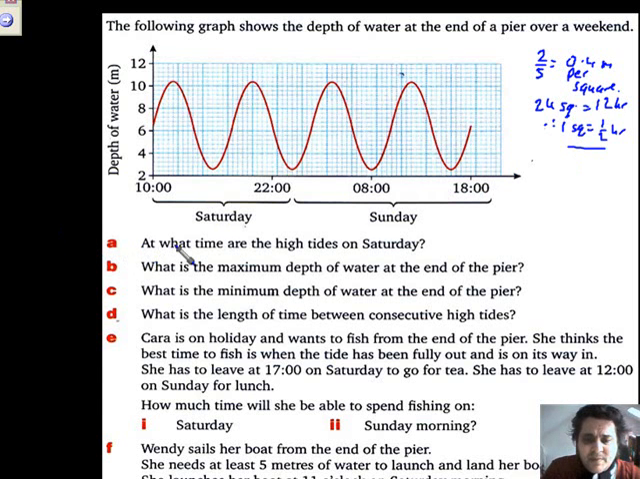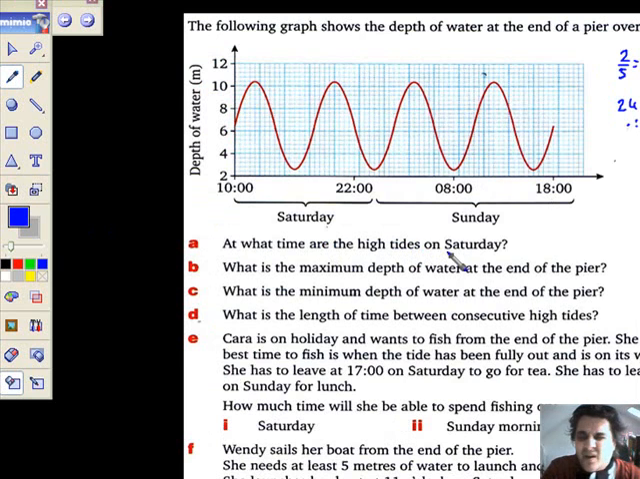So first bit, at what time are the high tides on Saturday? Well, there's the first high tide and there's the second high tide. Now let's make this easy. If it was there, I've got 5 squares, which will be 2.5 hours after 10 o'clock. I've only gone 4 squares, so that's going to be 2 hours after 10 o'clock. Therefore, that's going to be midday. So 12 o'clock, midday. Oh, it's hard to write, isn't it?